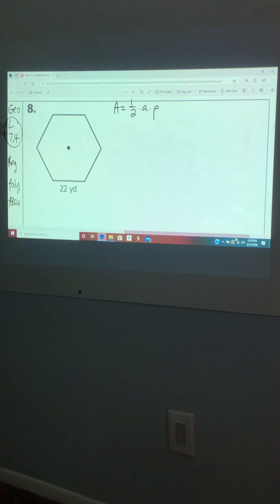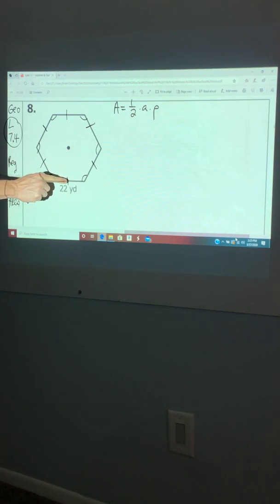Anyway, if you take a look at the shape, this is a hexagon by the way, the only thing they gave us is that each side is 22 yards. Remember, with a regular polygon, all the sides are equal and also all the angles are equal. So let me go ahead and mark that really quick. We can figure out the perimeter because we have one of the sides and we can multiply by 6 because a hexagon has 6, but we do not have the apothem.